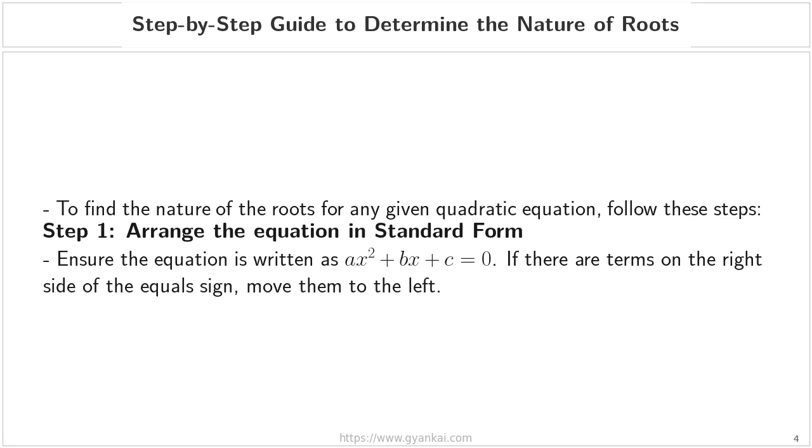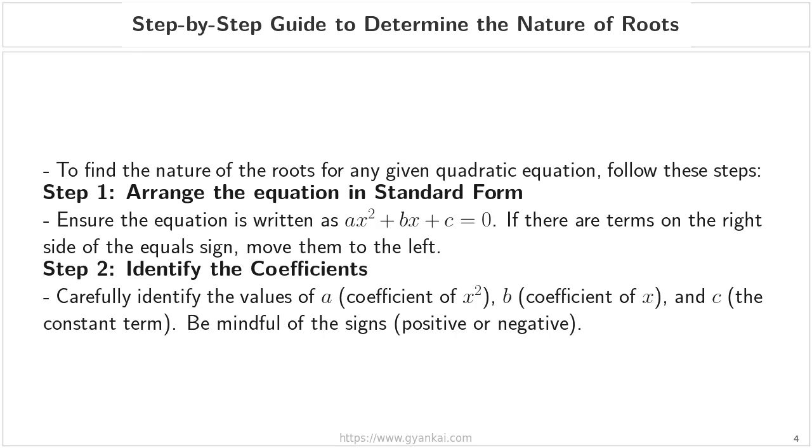Step 2. Identify the coefficients. Once your equation is in standard form, carefully pick out the values for a, which is the coefficient of x squared, b, which is the coefficient of x, and c, which is your constant term. I must emphasize, be very mindful of the signs. If a term is being subtracted, that negative sign belongs to the coefficient.